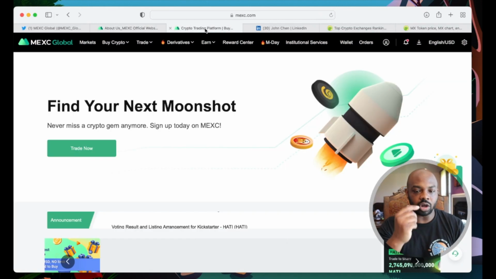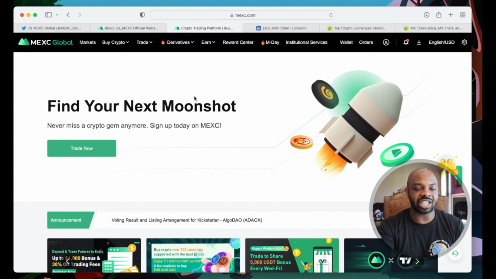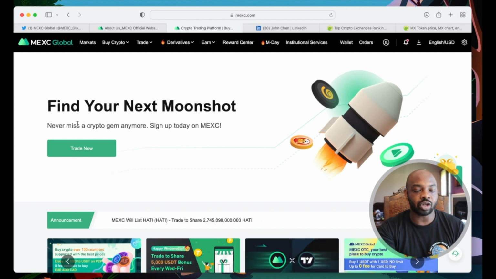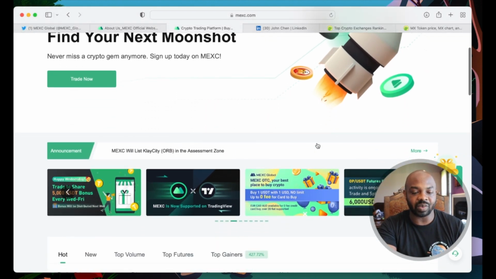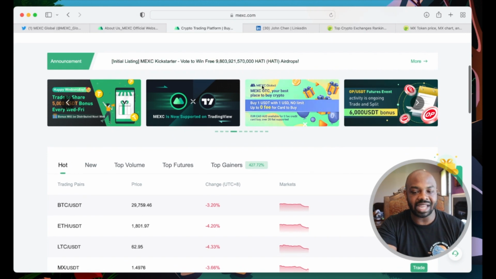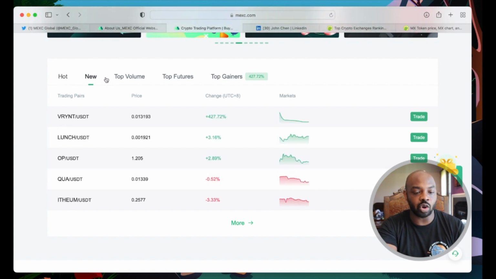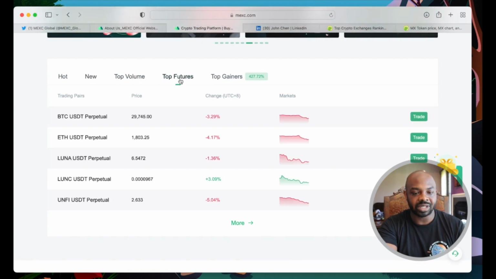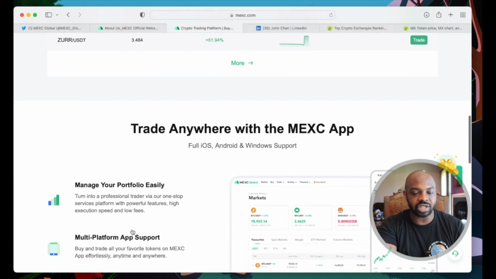So what I did, I just logged into my account, and we're going to go section by section and see what they have. Right here you see it says find your next moonshot. Never miss a crypto gem anymore. Sign up today. Then you got this big old bonus thing right here. So they're like, look, we got some money for you. They have announcements. You see what is hot, and you got mainly Bitcoin, ETH, Litecoin, MX. That's their native token that we will talk about soon. They show what's new, top volume, top futures, and top gainers, who is getting the most traction today.